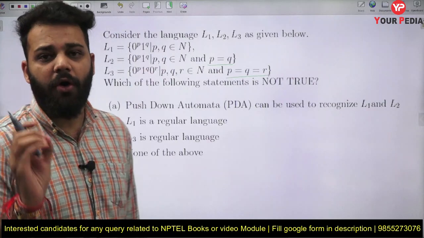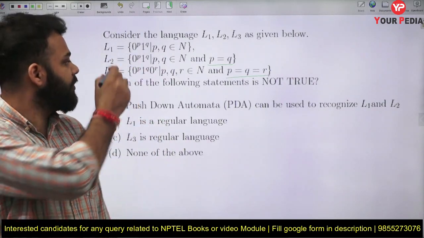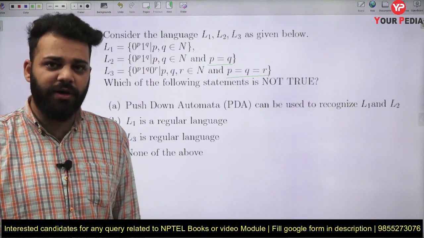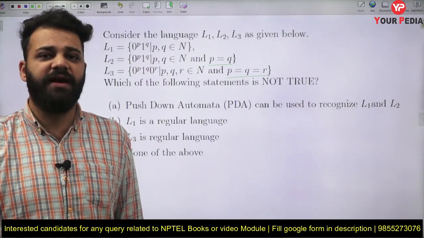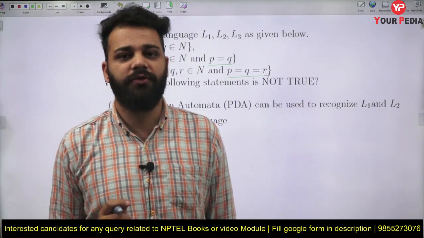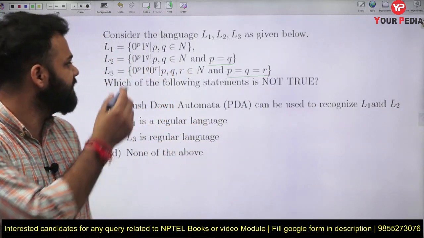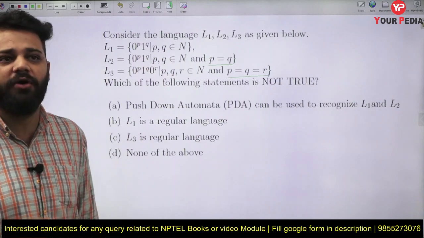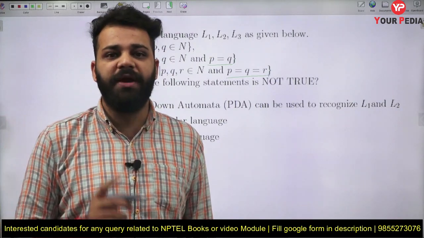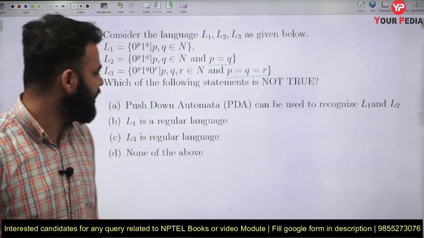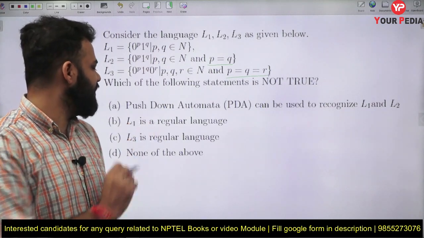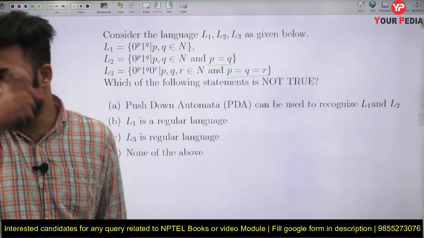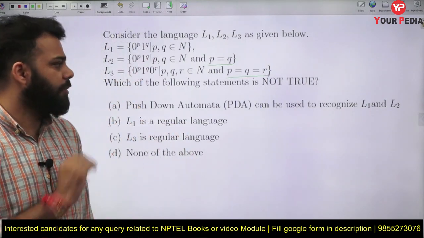So the order of elements in our input for this L3 should be: there should be some number of zeros, then an equal number of ones, and after that an equal number of zeros. These are the type of strings that will be accepted by L3. Now the question is, which of the following statements is not true? First statement is PDA can be used to recognize L1 and L2. Second is L1 is a regular language, third is L3 is a regular language, fourth is none of the above. So you have been given four options.